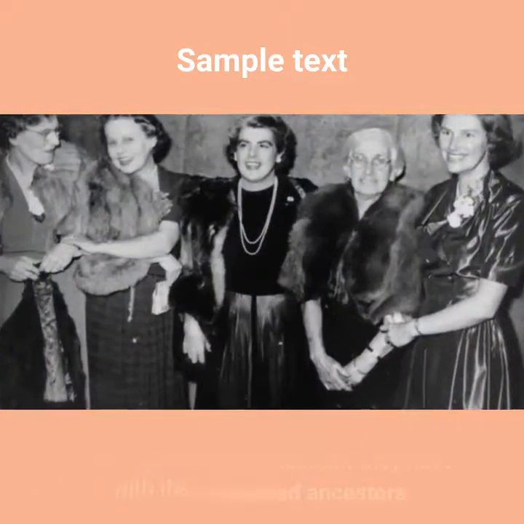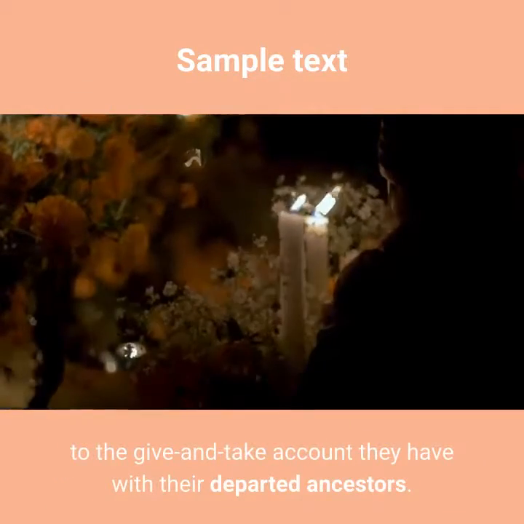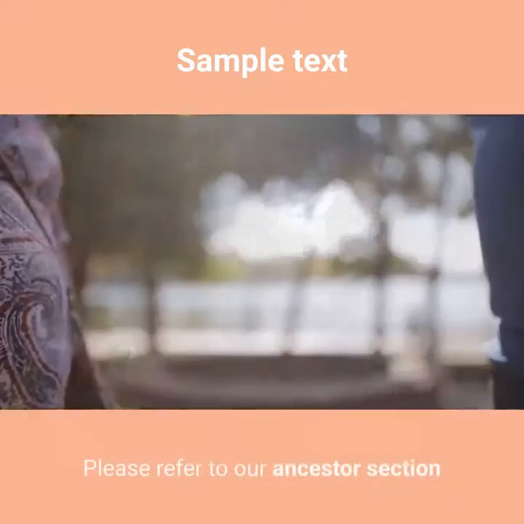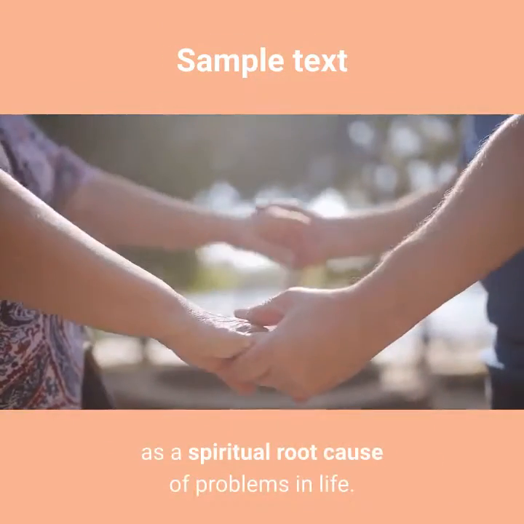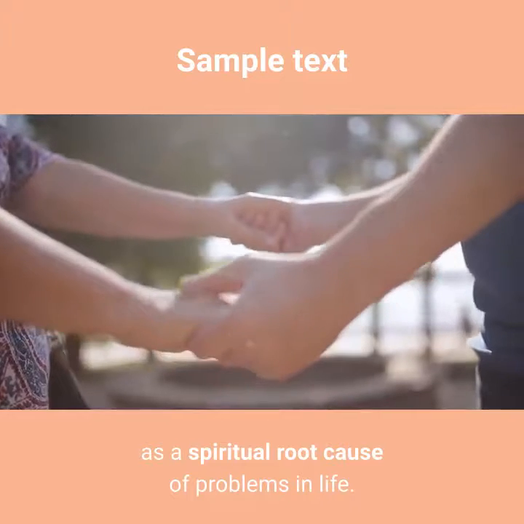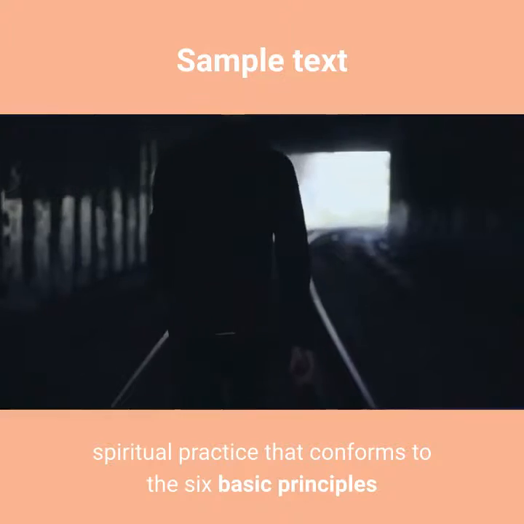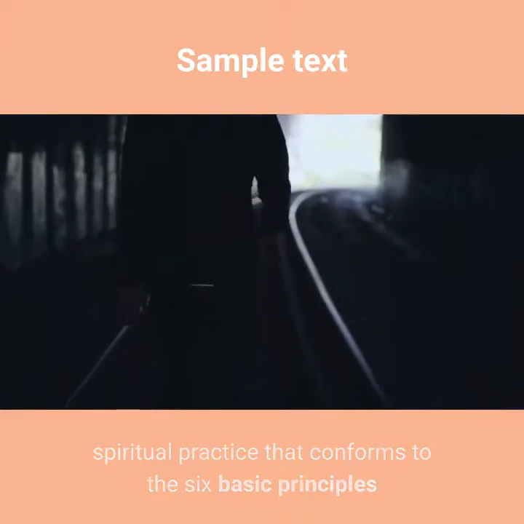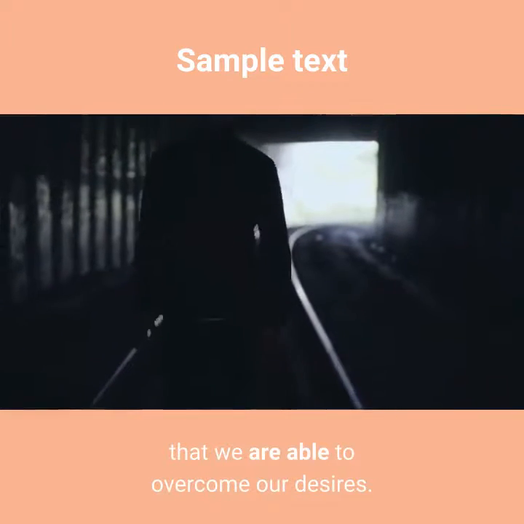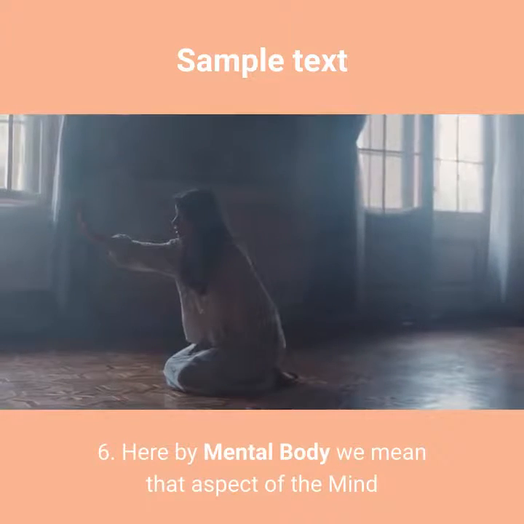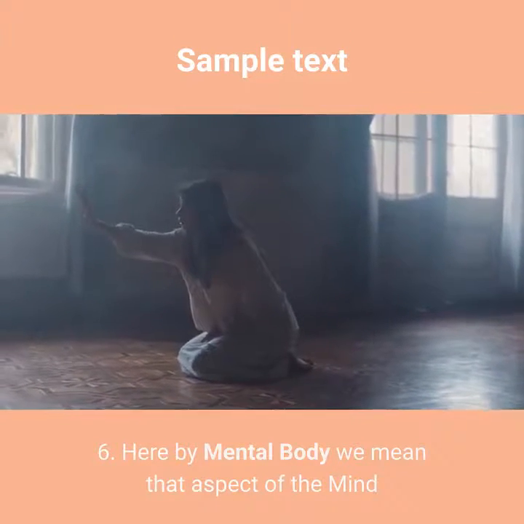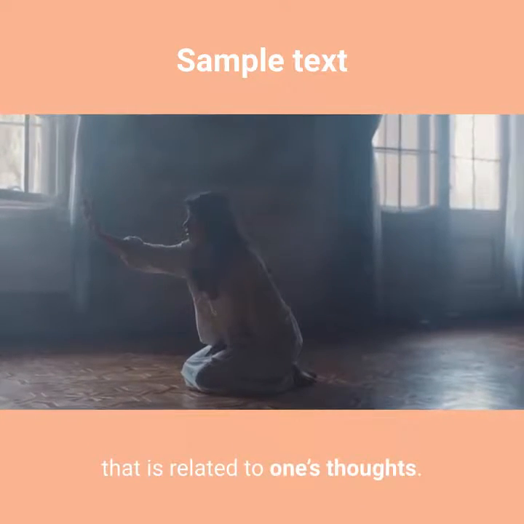Descendants are easier to possess due to the give and take account they have with their departed ancestors. Please refer to our ancestor section as a spiritual root cause of problems in life. It is only through spiritual practice that conforms to the 6 basic principles that we are able to overcome our desires. 6. Here by mental body we mean that aspect of the mind that is related to one's thoughts.